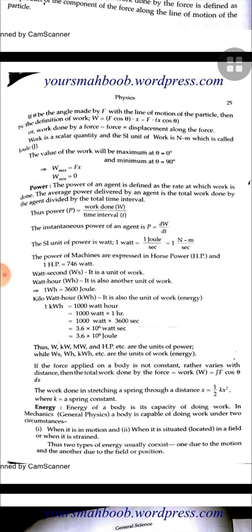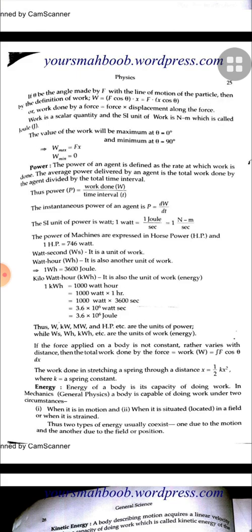Thus watt, kilowatt, megawatt and horsepower etc. are the units of power, while watt second, watt hour and kilowatt hour etc. are the units of work and energy. If the force applied on a body is not constant, but rather varies with the distance, then the total work done by the force W is equal to the integral of F cos theta into dx. The work done in stretching a spring is equal to 1 by 2 k x square, where k is the spring constant.